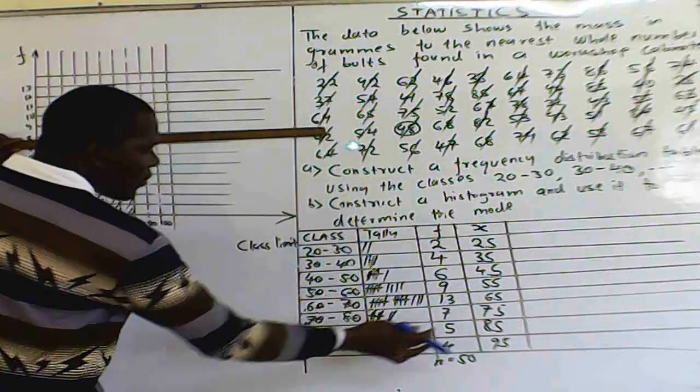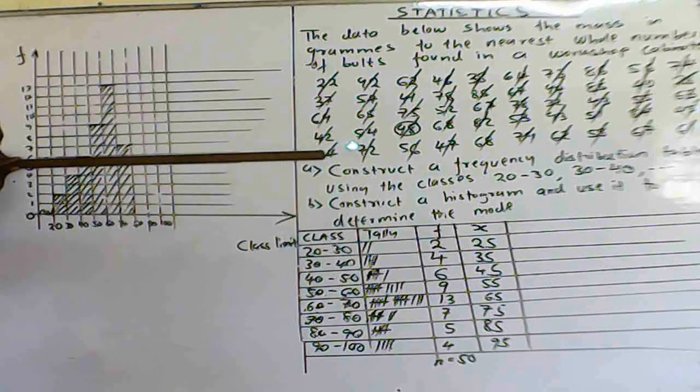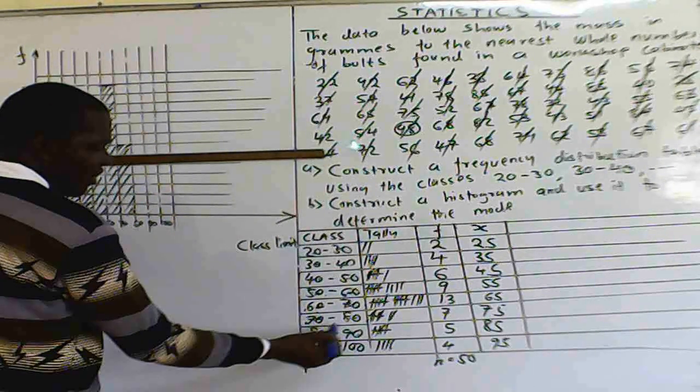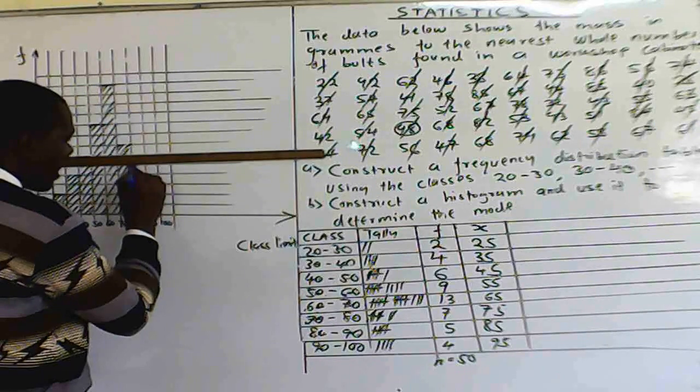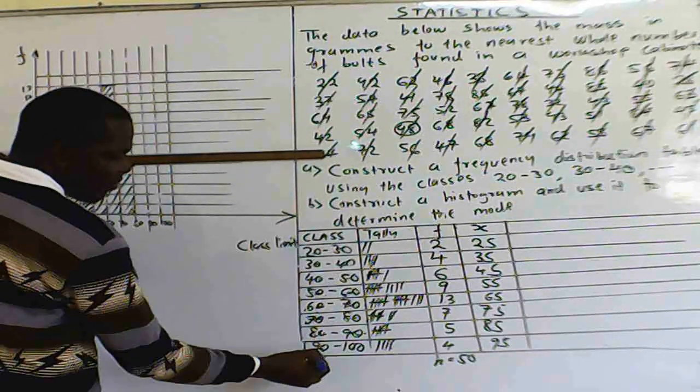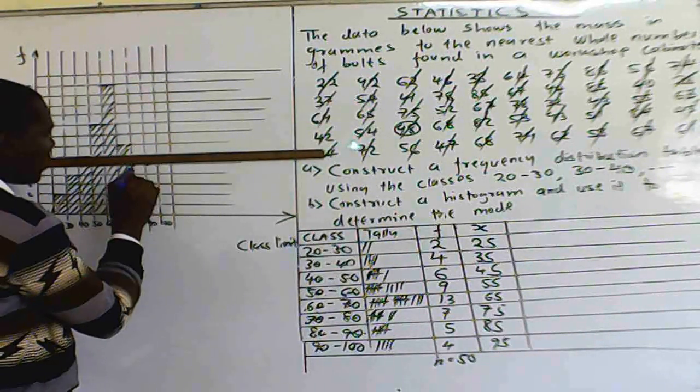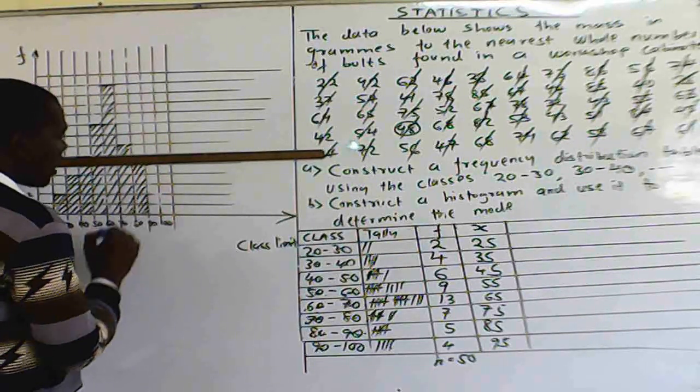You go to the frequency of 5, you put the rule under frequency of 5, the lower class limit is the average of 80 and 80, you get 80 there, and the upper class limit is the average of 90 and 90, you get 90 there, isn't it? So it is the area of that region.